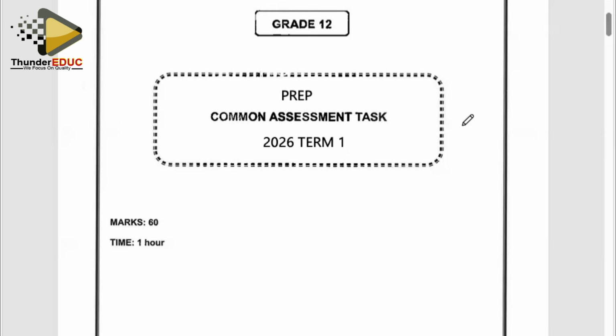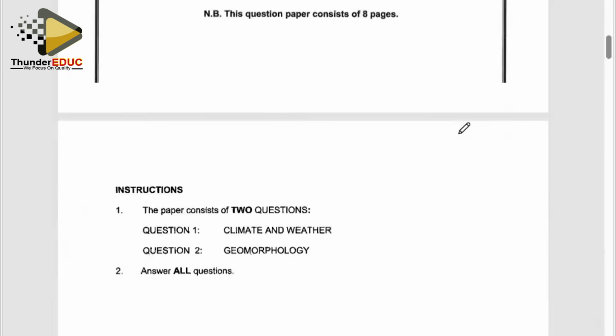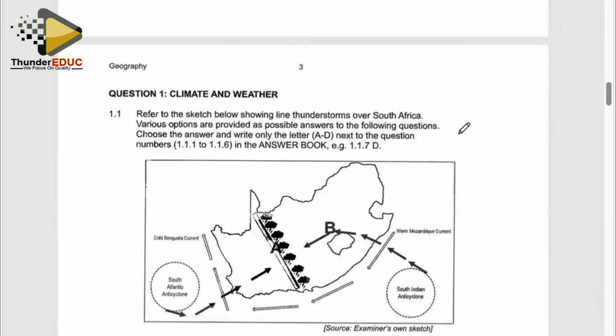So as usual, remember, our paper is written in 1 hour, and it's a 60 mark paper. It's out of 60. So I'm going to go through the sample paper, and we're just going to discuss and also try to highlight the possible responses. Right. We start with our first question on climate and weather.